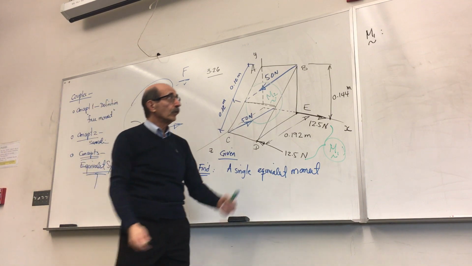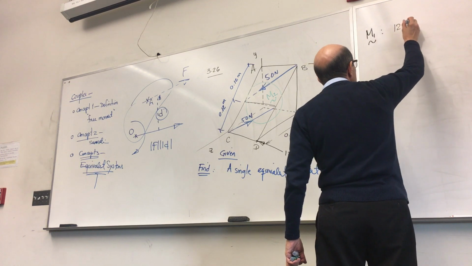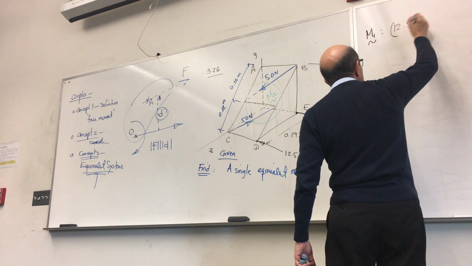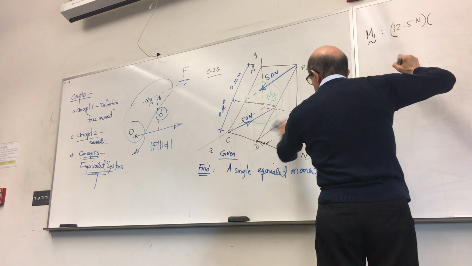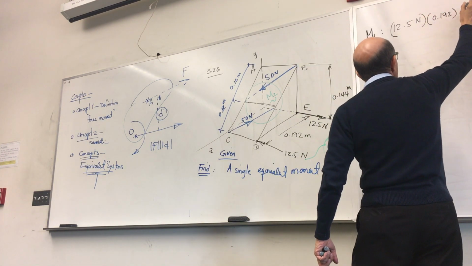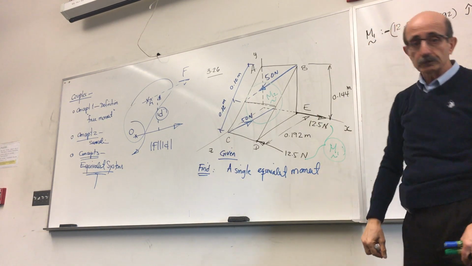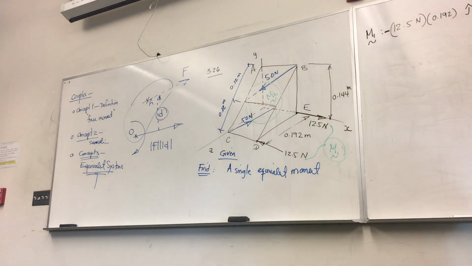So M1 would be simply 12.5 newtons times the normal distance between these two, 0.192 meters, and it will be negative because it is acting downward. If you simplify that, you will get M1.